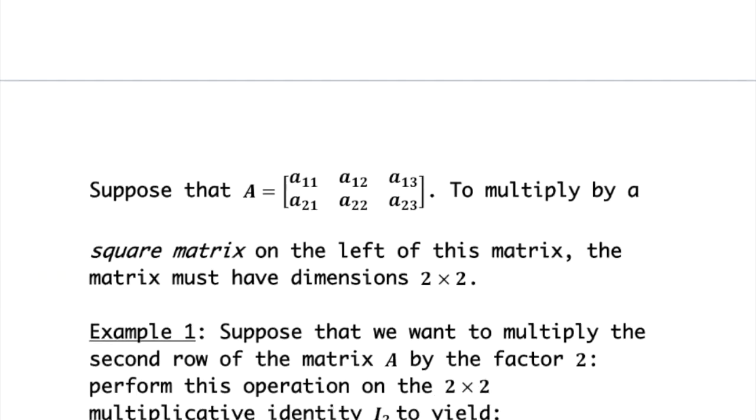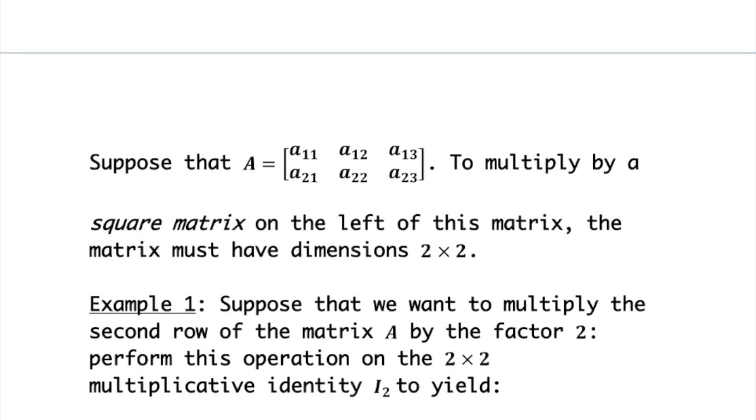Suppose that we've got this matrix A here. This is a 2 by 3 matrix in this particular case. To multiply by a square matrix on the left of this matrix, the matrix must have dimensions 2 by 2. Since it has two rows, it better be a 2 by 2 if it's a square matrix multiplying on the left for it to make sense, right?